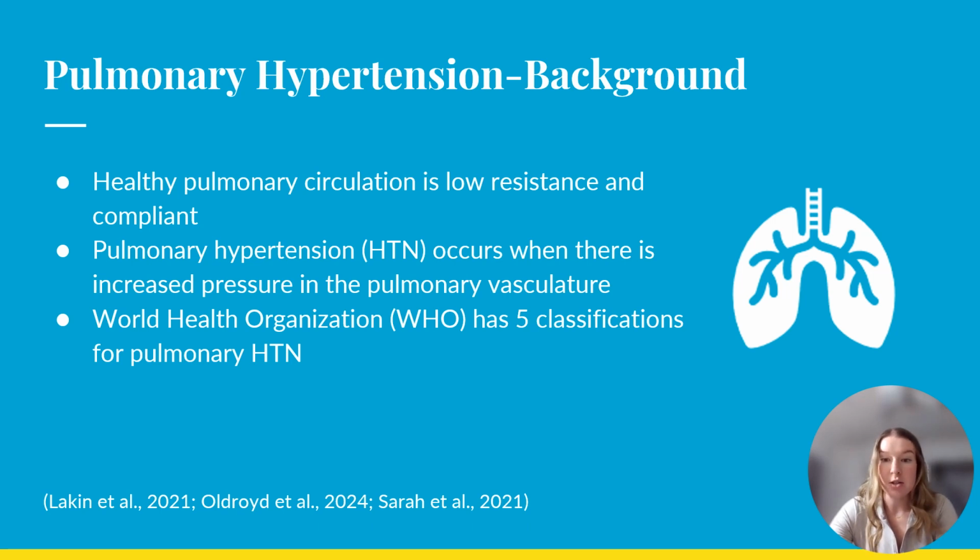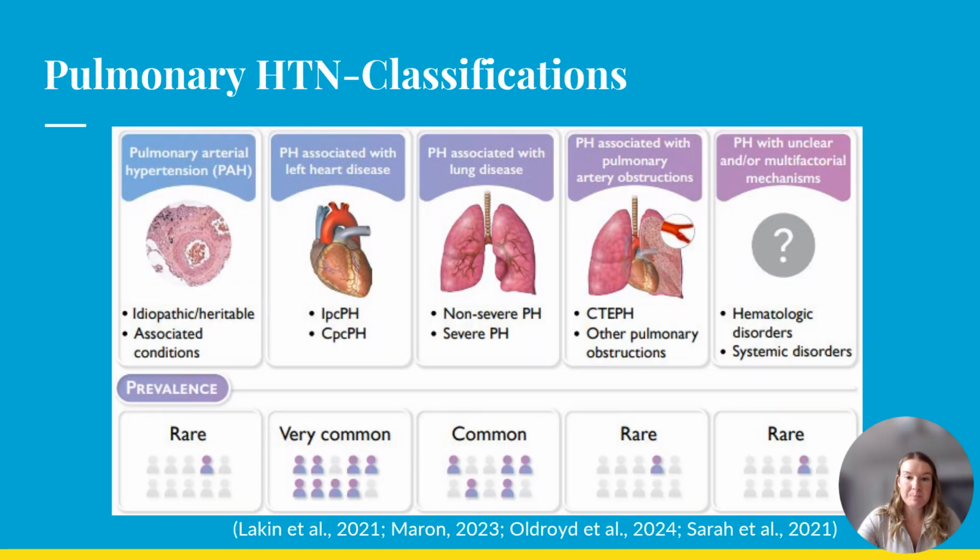Pulmonary hypertension is a whole group of disorders, and there are many different causes of pulmonary hypertension. The World Health Organization, or WHO, has 5 classifications of pulmonary hypertension, and each classification is a different cause. So this picture shows the 5 classifications of pulmonary hypertension.